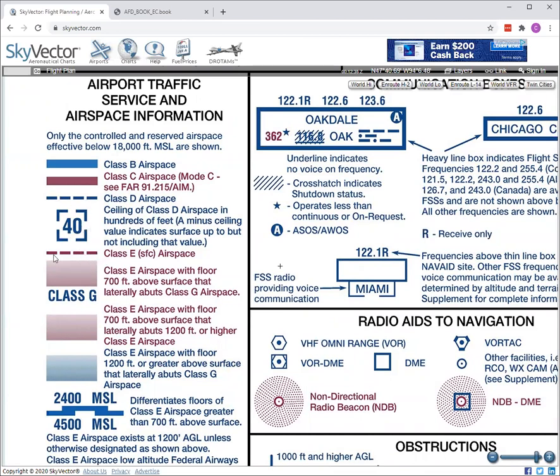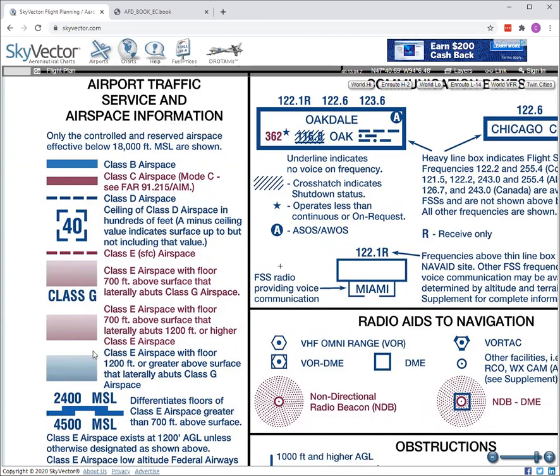Class Echo airspace, that is not like a normal Class Echo. That would be starting at 1,200 feet. This is going to be a Class Echo that starts at the surface. So if you see a dashed magenta line, that means you have Class Echo to the surface. If you have this magenta gradient, this is going to be the Class E transition area. So inside of that starts at 700 feet, and then outside of that, Class E starts at 1,200 feet.